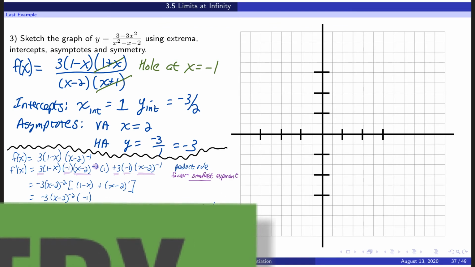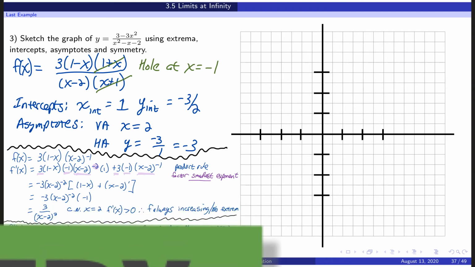Find the critical numbers, test them. Sorry, the first derivative is always positive. There's a critical number at x equals 2. It's always positive because 3 is positive and the denominator squared is always positive. So you know that your function is always increasing and that there are no extrema.